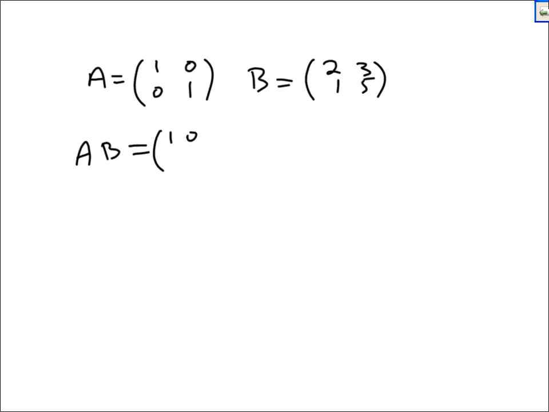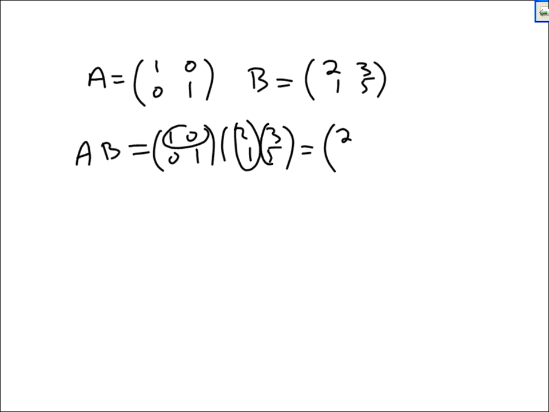Well, it's 1, 0, 0, 1 times 2, 3, 1, 5. If you dot the first row with the first column, you just get the number 2. 1 times 2 plus 0 times 1. If you dot the first row with the second column, you'll just get 3. 1 times 3 is 3, plus 0 times 5 is 0. 3 plus 0, 3. Second row with the first column: 0 times 2 plus 1 times 1 is 1.